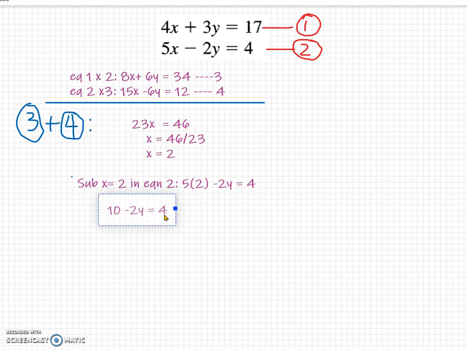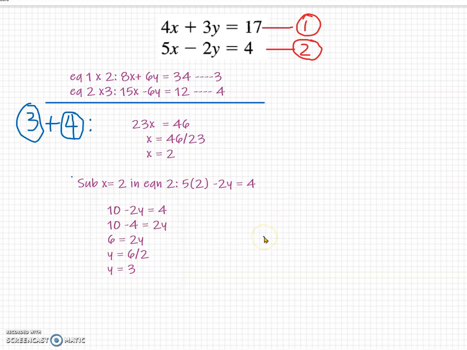Alright, now the idea is to solve for y. So if I carry across the minus 2y to the right side, you're going to have a change in sign. You're going to carry the 4 to the left side, so there's a change in sign. So you get 10 minus 4 equals 2y. 10 minus 4 is 6. 6 is equal to 2y. Alright, divide by 2 on both sides, and I'm getting that y is equal to 6 divided by 2, so you get that y is equal to 3.